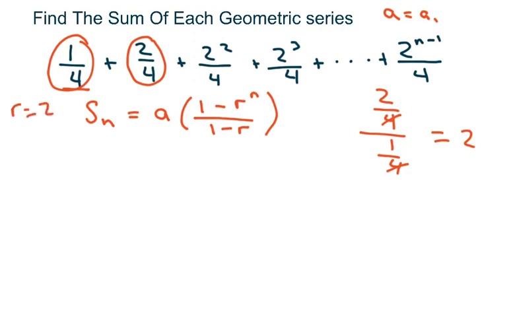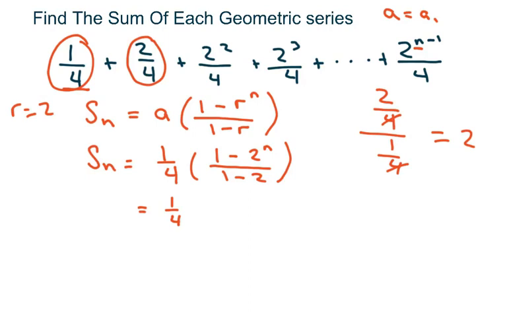Alright, and so what we're going to do is write the sum, which is going to be 1/4, which is your first term, times 1 minus r to the nth over 1 minus r, which is 2. And what happens is you get 1/4 times 1 minus 2 to the n over -1.